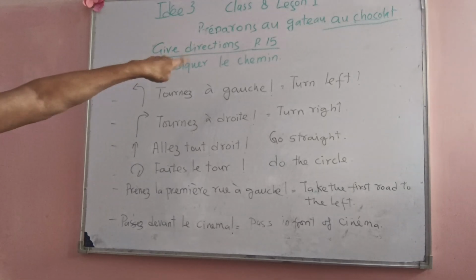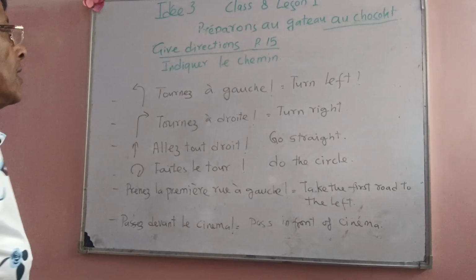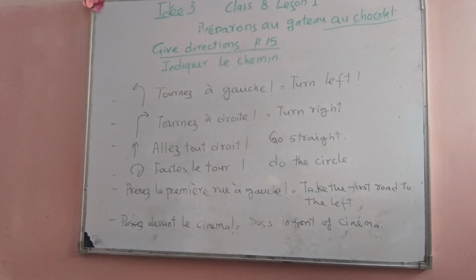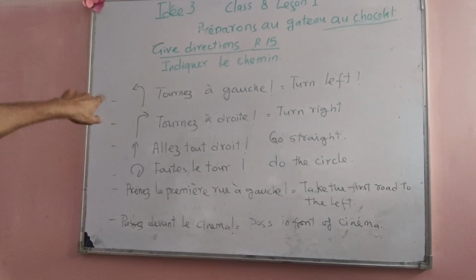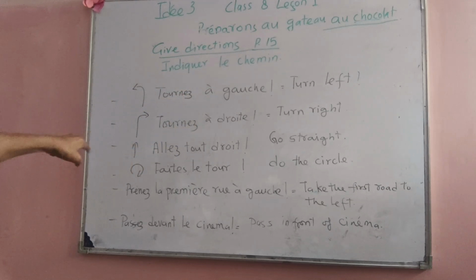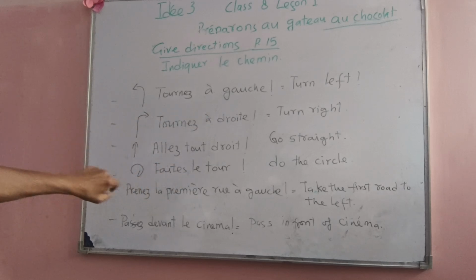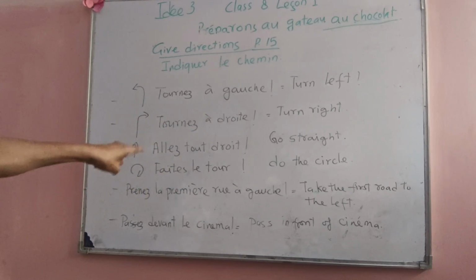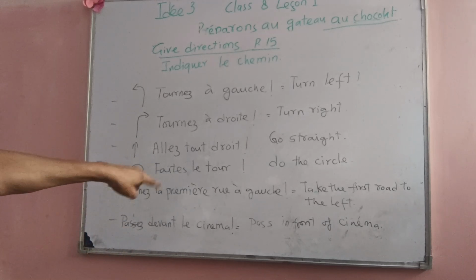Give directions. Page number 15. Indiquez le chemin. Le schéma. Indicate the road or give directions. This way, tournez à gauche. Turn left. This way, tournez à droite. Turn right. Straight. Allez tout droit. Go straight. Take circle, faites le tour, do the circle.